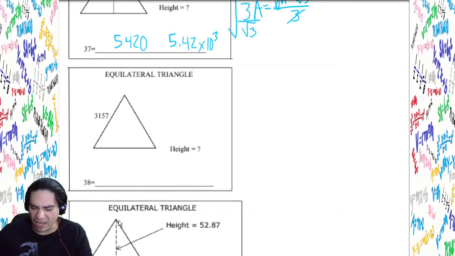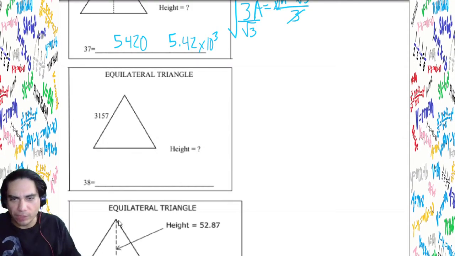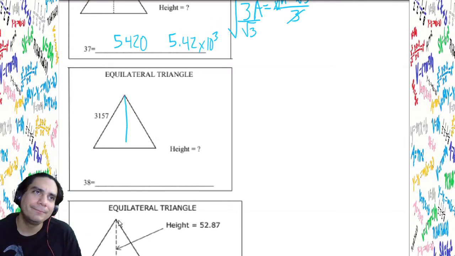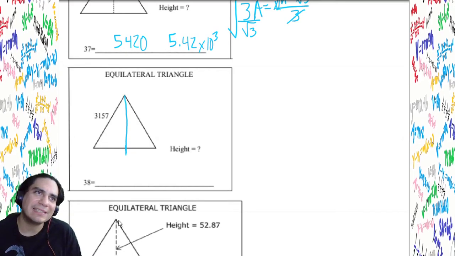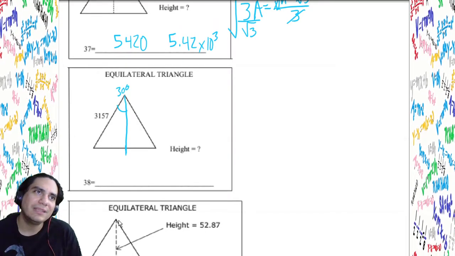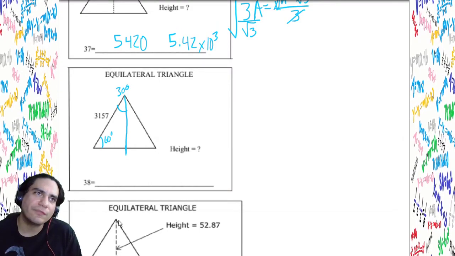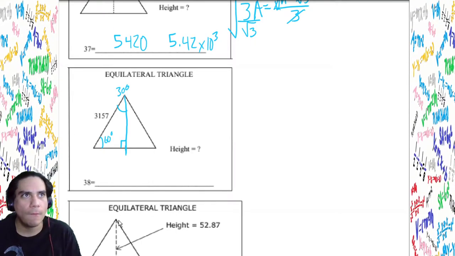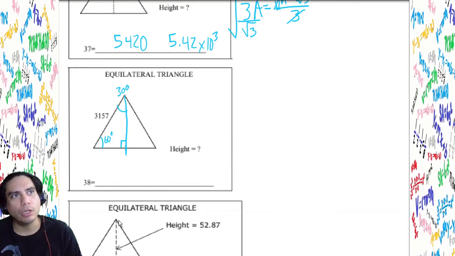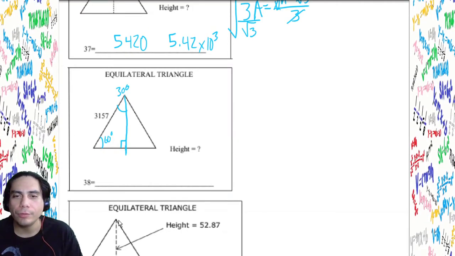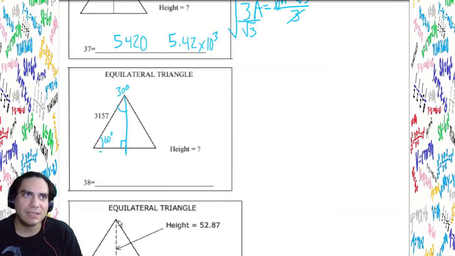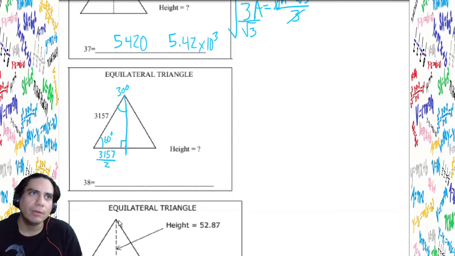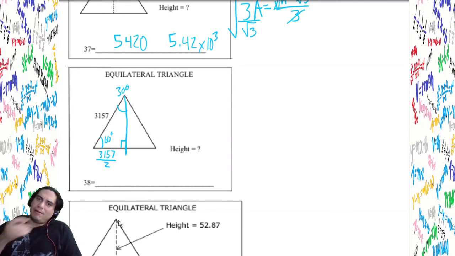All right, here we got another side. Look, you know what? I'm gonna show you something here. Maybe you might be able to tell. If I was gonna cut this in half right here, from here to here, this being my 30-degree angle, this being my 60-degree angle, and of course, if I draw that perpendicular line, that height right there, well, guess what I got right there, that 90-degree angle. Well, this is gonna be the side of the equilateral. Well, guess what's gonna happen right here? That means this side is gonna be 3157 divided by 2 right there.